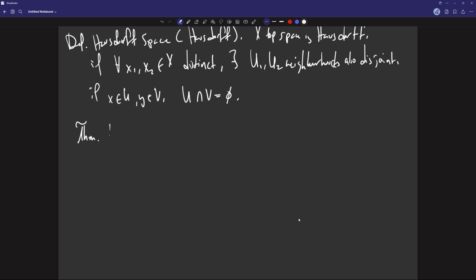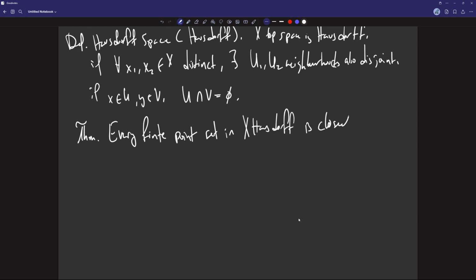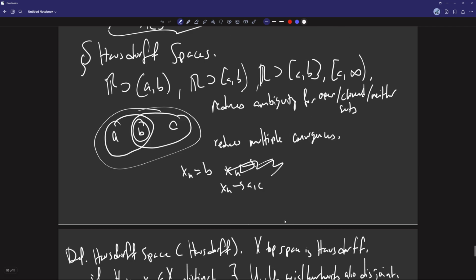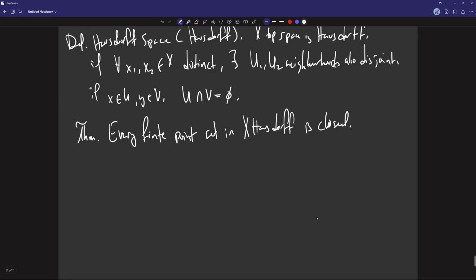So then we have a theorem that every finite point set in X Hausdorff is closed. And this reduces that sort of ambiguity that we faced before, where with just one element, we don't even know if it's going to be closed or open or not. And that's the problem it tries to solve.